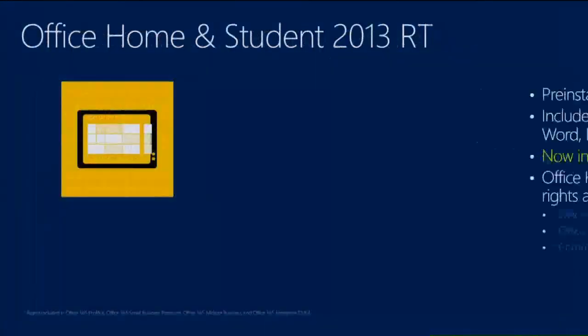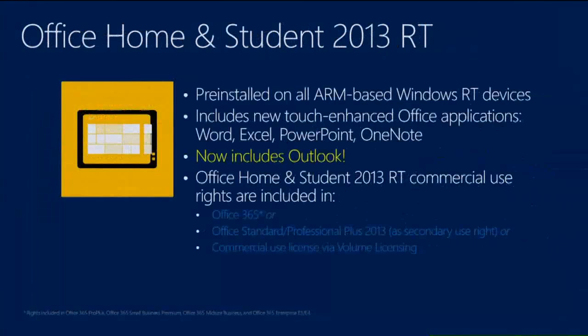Next is Office. So Windows RT includes a version of Office called Office Home and Student 2013 RT. This is Word, Excel, PowerPoint, and OneNote. Windows RT 8.1 adds one more application on top of Office Home and Student.